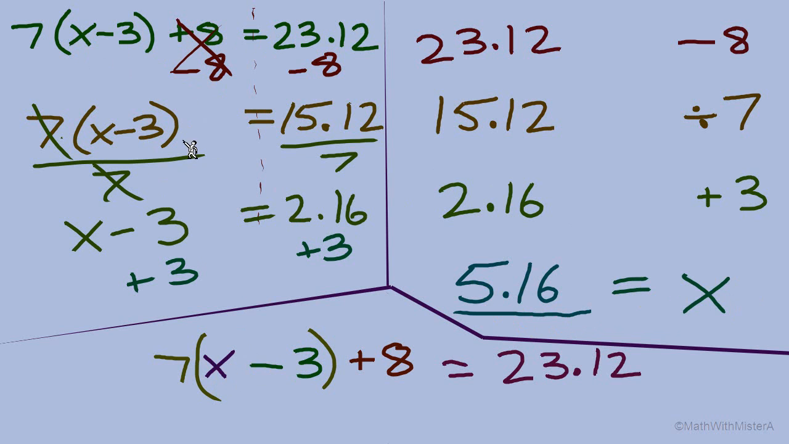And the steps that we've gone through here are the exact same steps that we did here. This is just a much more algebraic representation when we start with an unknown number. But notice that we were doing the exact same steps from 23.12, subtract 8 to get to 15.12, divide by 7 to get to 2.16, and add 3 to get to 5.16. That was our unknown number in this equation.